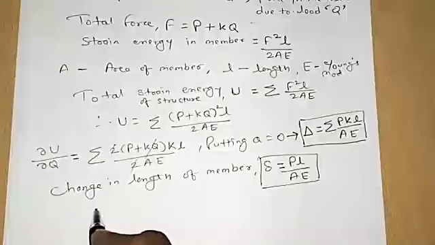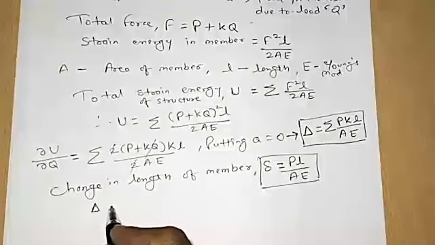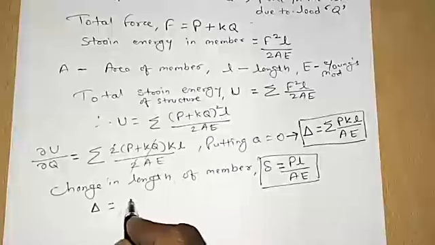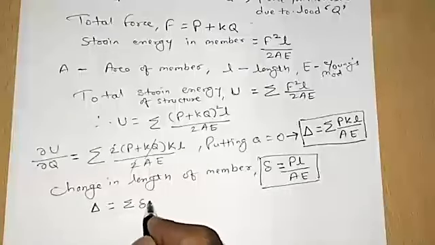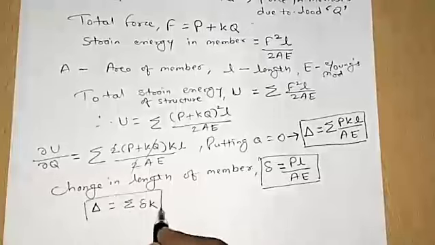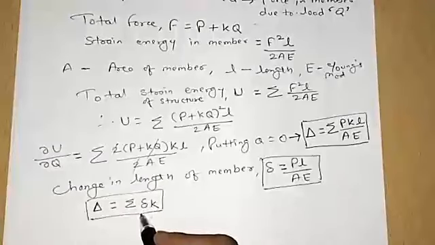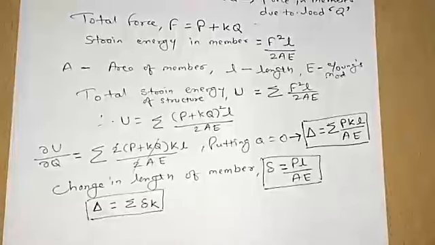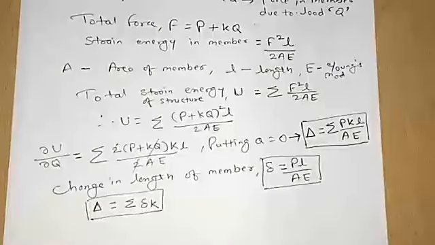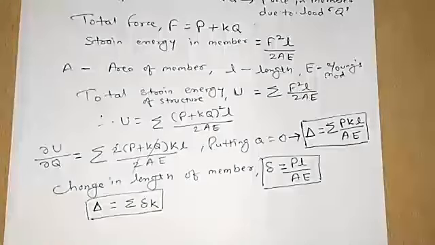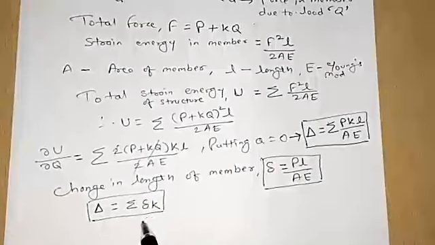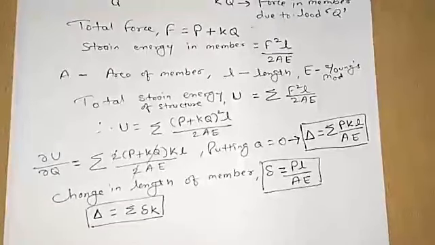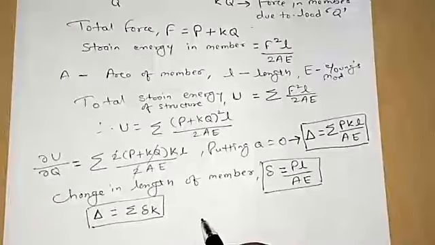And we know that this delta now would become summation P into delta into k. So that formula has been modified like this. Now k is the force in the member because of the fictitious load applied at the joint, wherever you want the deflection. Now this would be acting in the direction of the desired deflection.